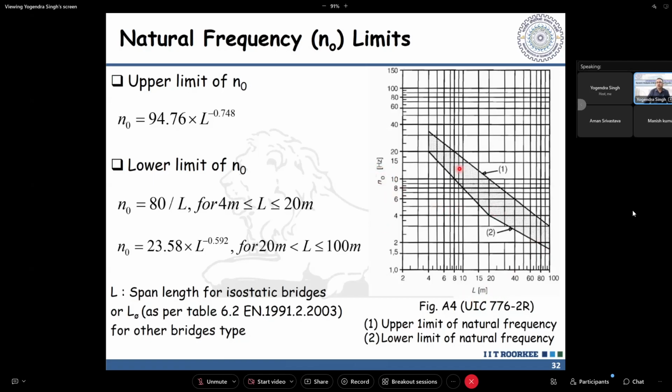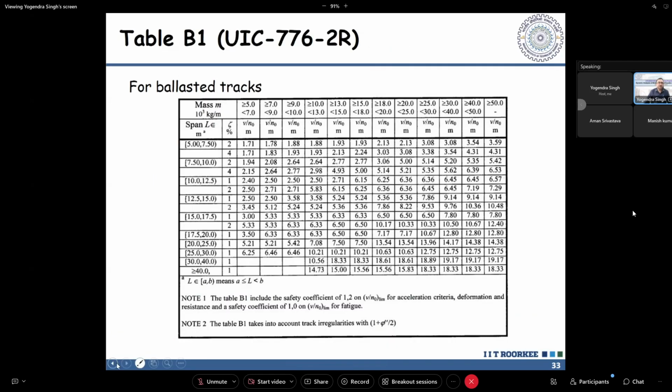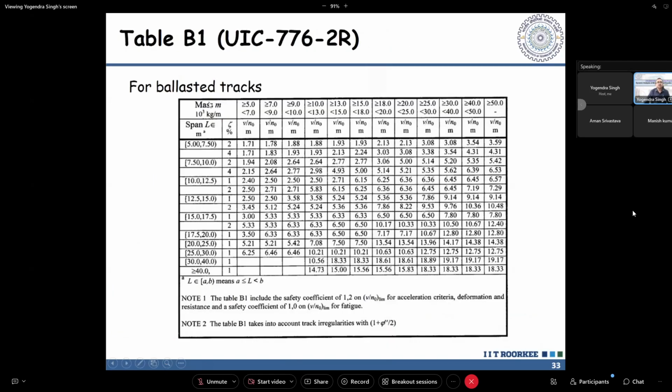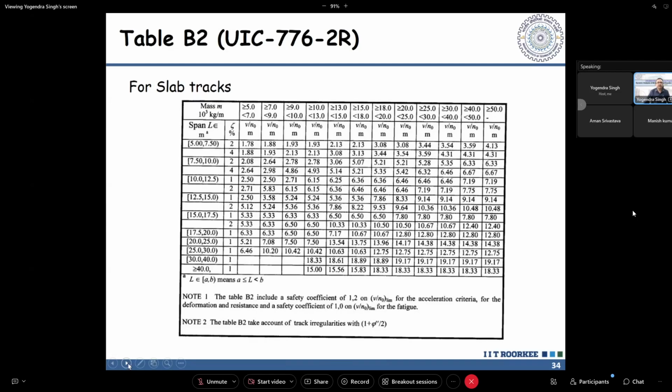So you can see that there is an upper limit and a lower limit. If our natural frequency is within this range, we need not perform the dynamic analysis. Otherwise, if it is outside, we have to perform the dynamic analysis of the bridge. So this expression here needs L phi, so L phi is to be calculated. For calculating this L phi, the tables are available in UIC. These tables give the value of L phi for different conditions.